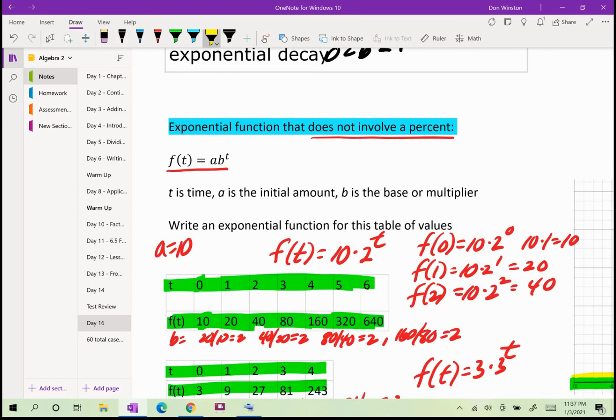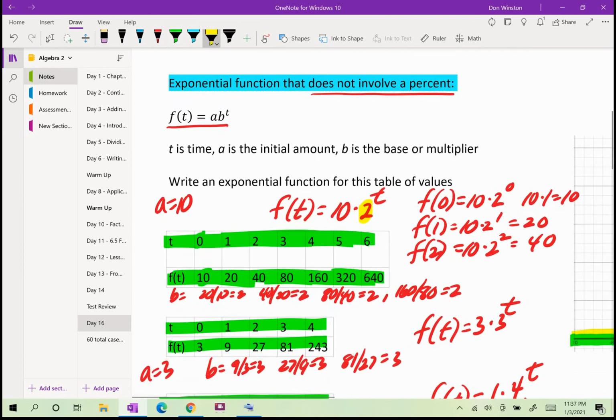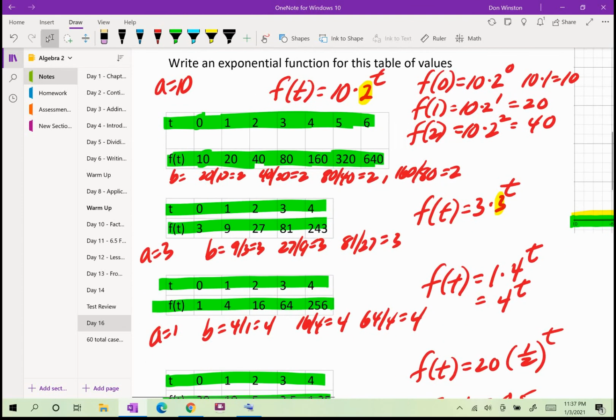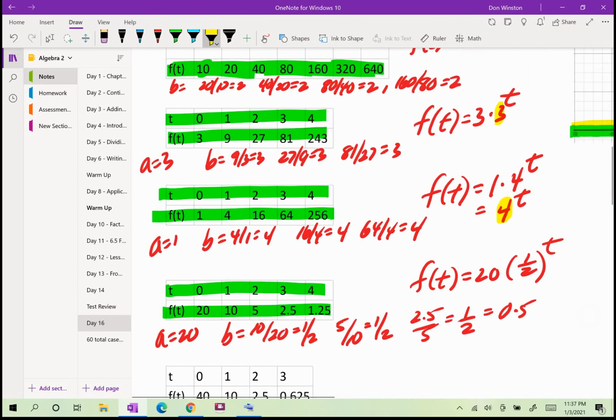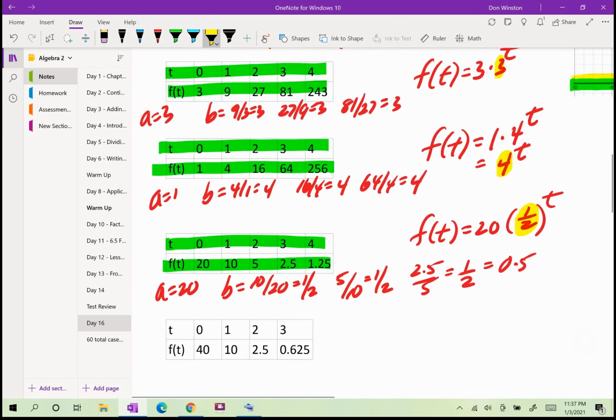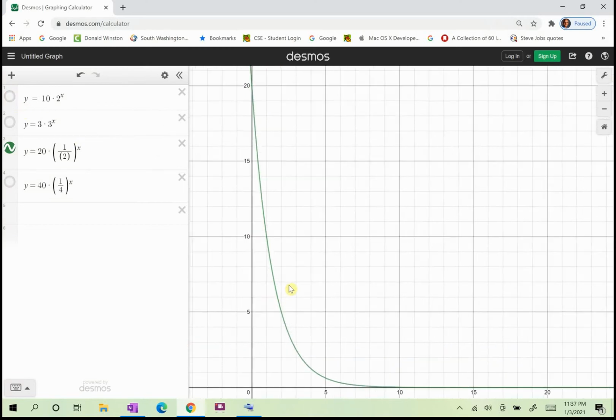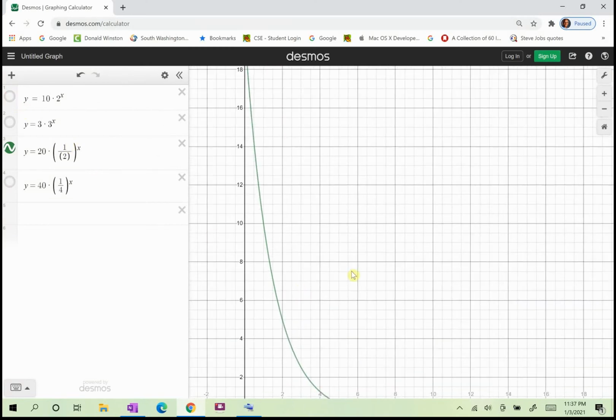So in this case, when our base was 2, our multiplier was 2, we had growth. Here, when our base was 3, our multiplier was 3, we had growth. Here, when our base is 4, our multiplier is 4, we had growth, because in each case our multiplier, or b, was greater than 1. But here, where I have b equal to 1/2, I will have decay. The function will decay, as we see there, that green graph. b is 1/2.